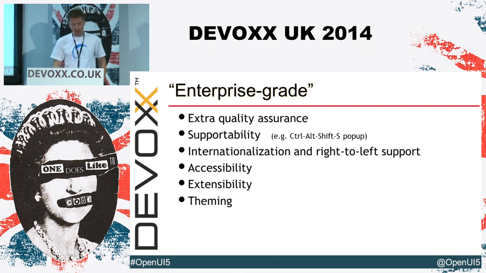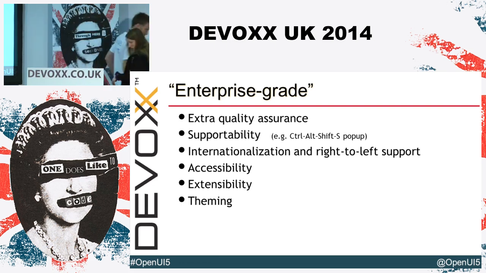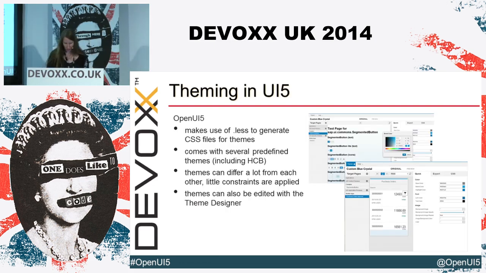And last thing is theming. Customers often want to add their own branding to the application. So this is something which is also supported well in UI5. Right. So I'm going to show you something about theming in UI5 now.